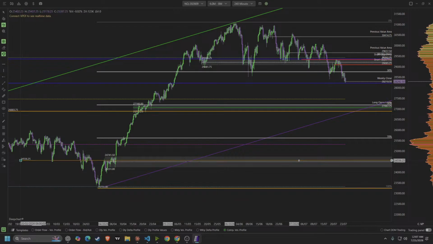But this is where previous value was established. So could be like right there, the bottom of previous value. All right, that's going to take a few days. Next week.